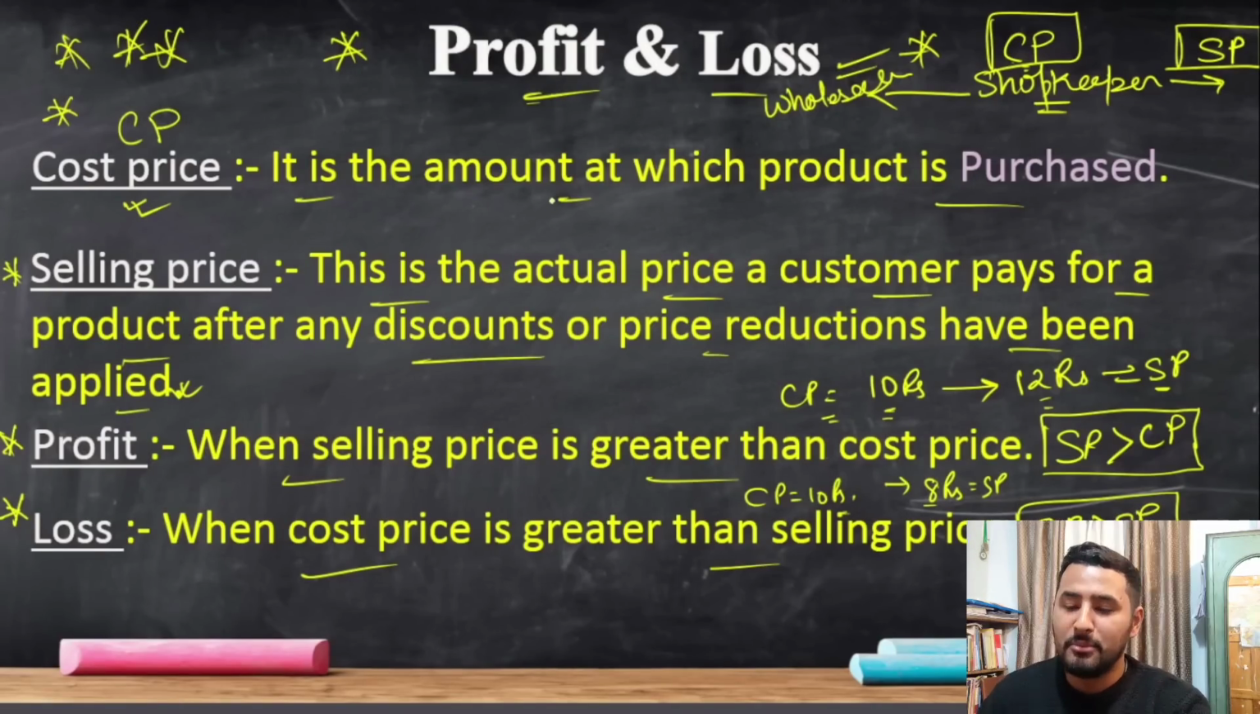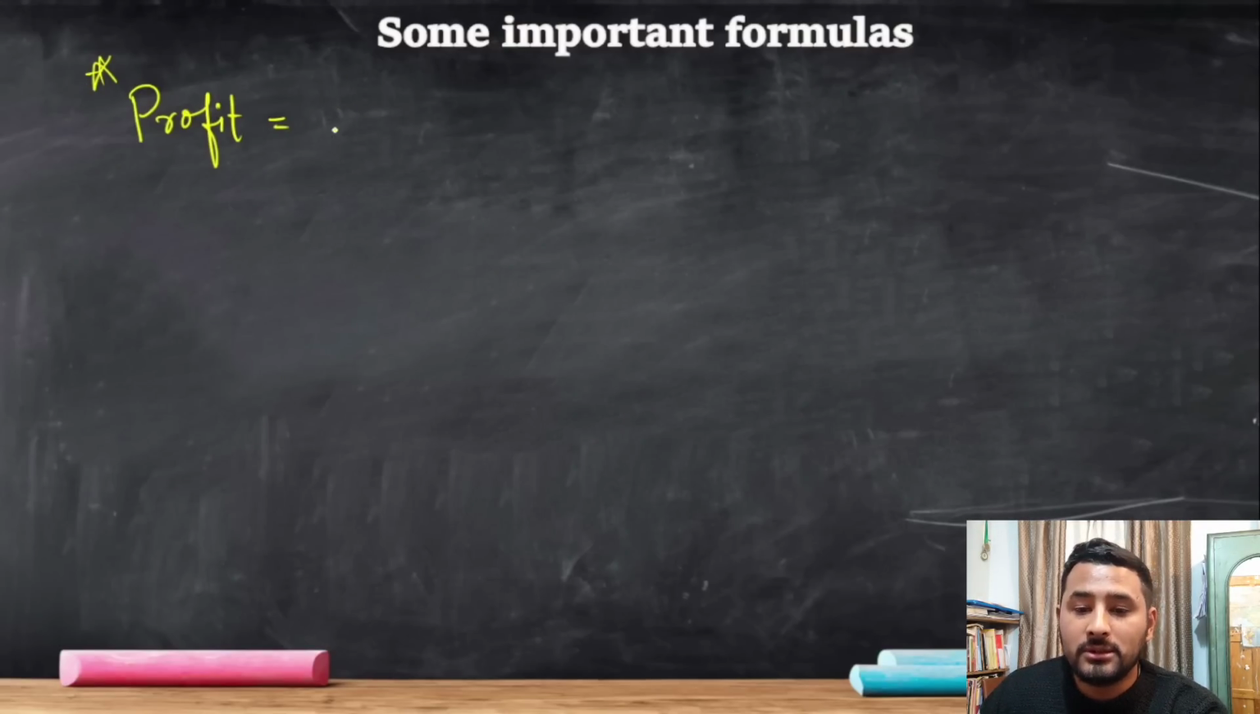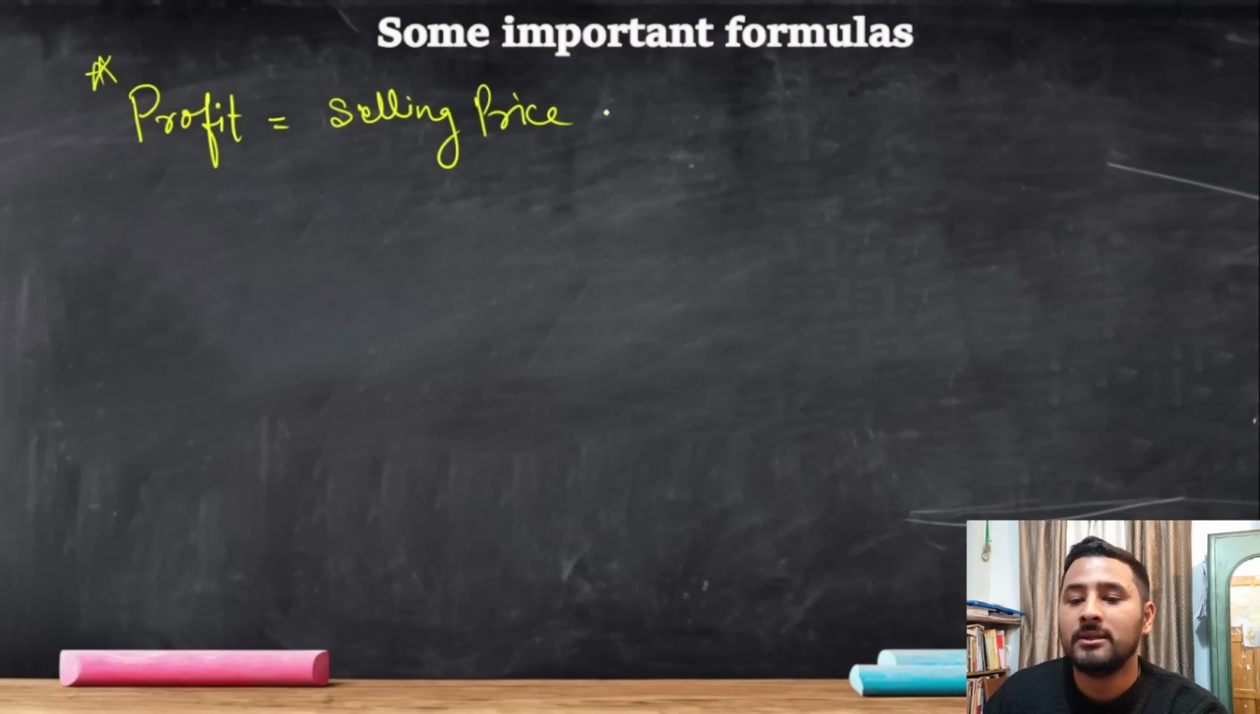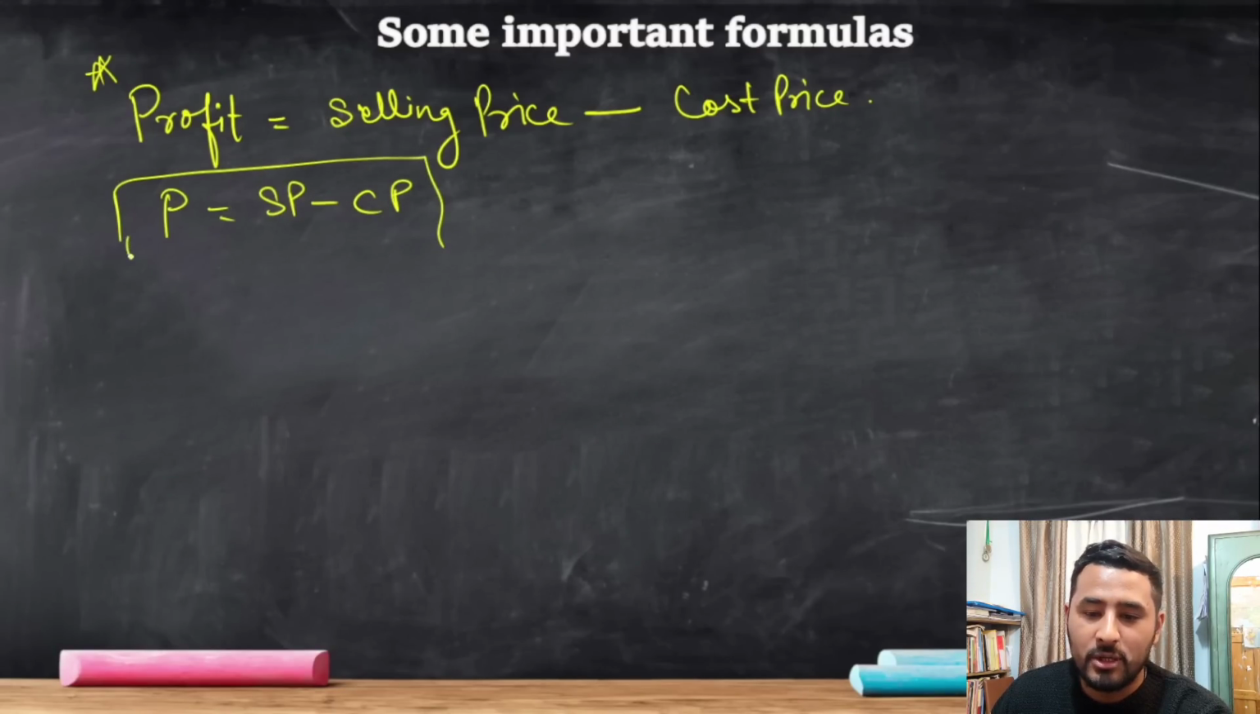Okay, so now let us see some important formulas of profit and loss. If you have to find a profit, here is a very important formula. You should remember all of these. So what will be the formula for profit? Like I said, selling price must be greater than cost price. So you can write this as profit is equal to SP minus CP. This will be the first formula that you should remember. We'll do the sums, you will come to know.